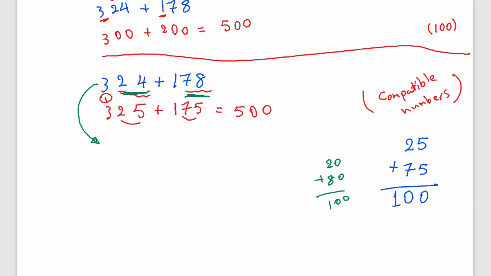That's what we mean by compatible numbers. So if I use this fact, 20 plus 80 equals 100, I will write this 320 and the other one 180. When I add them, I will get 500. Not all the time you will get the same number. Maybe you may get another number, but try always to use numbers that are easy for you to add quickly. That's what we mean by compatible numbers.